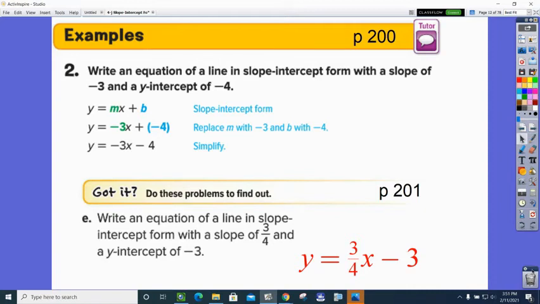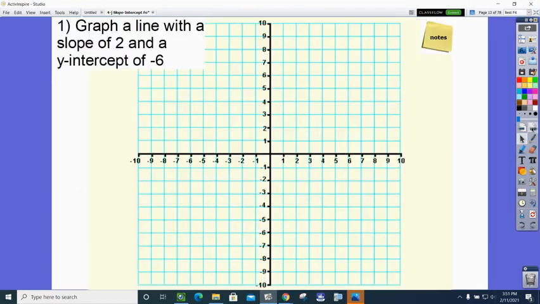So why? What can we do with this? We're going to start talking about a really easy way to graph. And let's just start by doing that with this problem, and then we'll go back to the equations. Graph a line with a slope of 2 and a y-intercept of -6. No tables, no calculator. You're going to start by graphing the y-intercept. So grab your pencil, and you're going to go to the y-axis and find -6 and put a point. That is a point on the line.